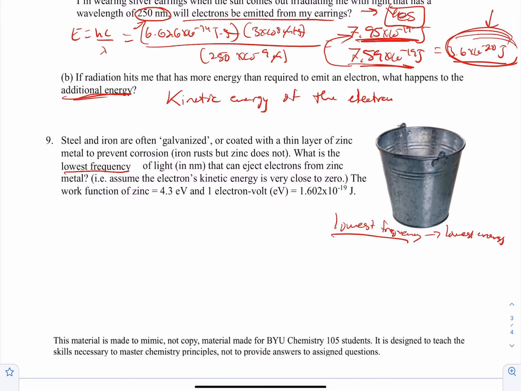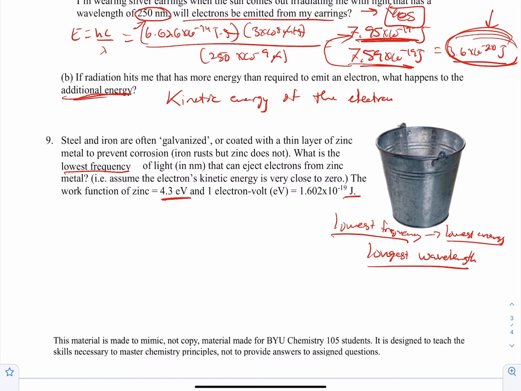A lot of times, this is actually synonymous with longest wavelength. If they use any of these phrases, they're talking about the same thing, okay? Lowest frequency, lowest energy, longest wavelength. They're just talking about the minimum amount of energy that is required. And what that means is we're literally trying to find the value based off of the work function here in terms of joules.